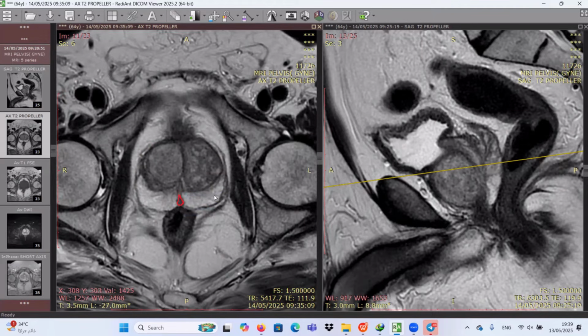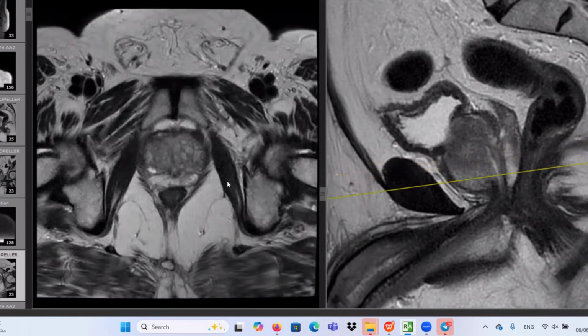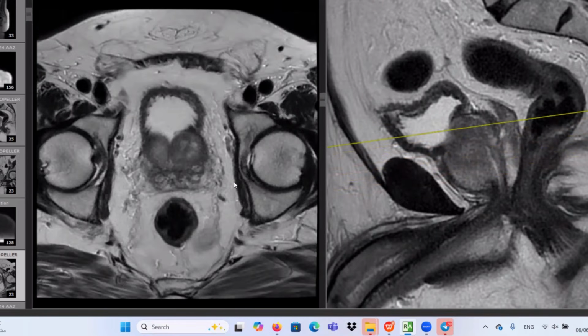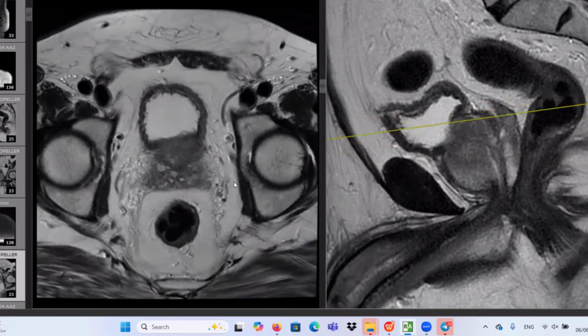But take care, if you are still in doubt, is it normal or not, you should review the diffusion weighted image and the dynamic contrast study. We have also at the peripheral zone some radially arrayed bands of dark signal intensity on the T2 weighted image. This is considered normal.